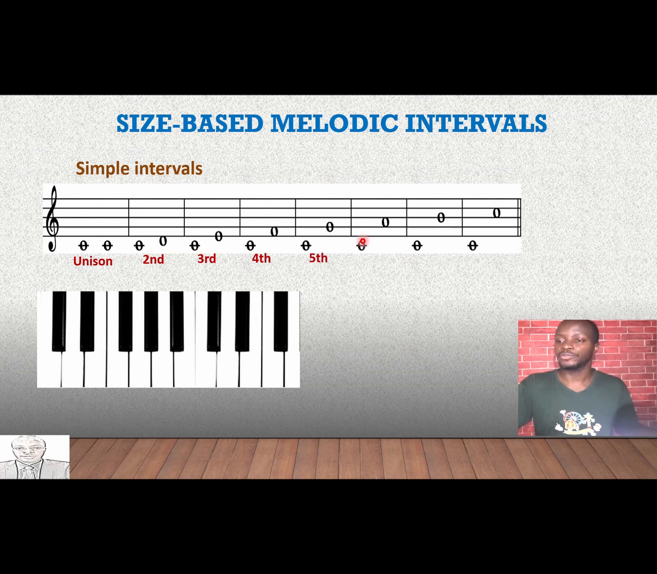Now let's go to the next one, from C to A. There are 6 notes between them, right? 1, 2, 3, 4, 5, 6, right? So C to A is a sixth. Next one, the interval from C to B is a seventh, right? Because from C, D, E, F, G, A, B.